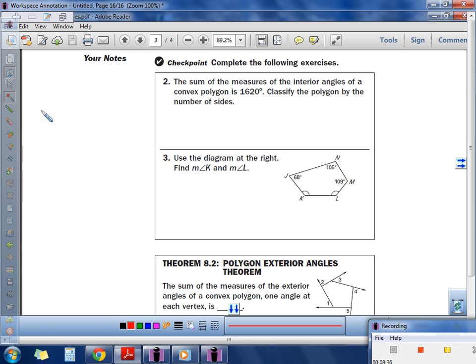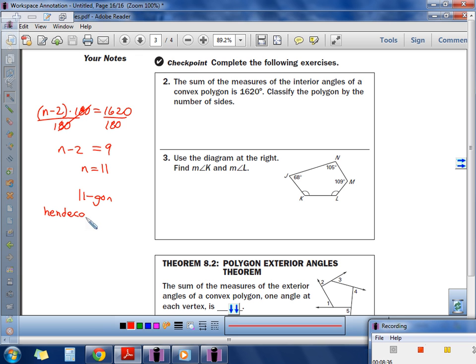Well, we've got to set up the formula first. Good. N minus 2 times 180 equals that big sum. That big sum always goes to the right. We'll divide by 180. So those cancel. What do we get over here on the right? 9. How do you get n alone? Add 2. Easy. And once again, an 11-sided shape, I would call an 11-gon right now. And how do you spell that?